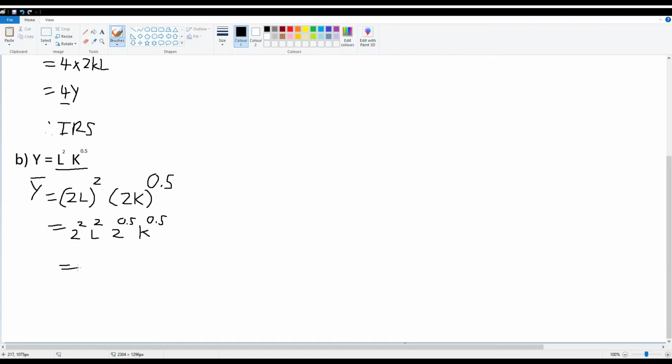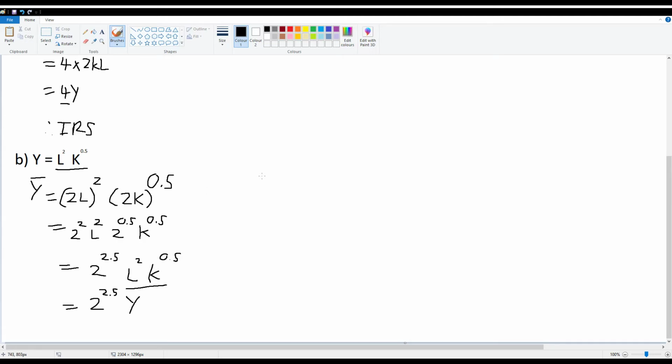And then, by our index laws, when we're multiplying 2 numbers with the same base, so 2 squared and 2 to the half, we can just add those powers. So it becomes 2 to the 2.5 L squared K to the 0.5. The reason I've brought this 2 out front is because I want this original L squared K to the half, and now I have it. And I can see this is 2 to the 2.5 times Y.